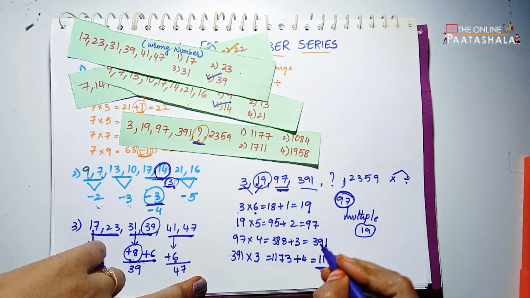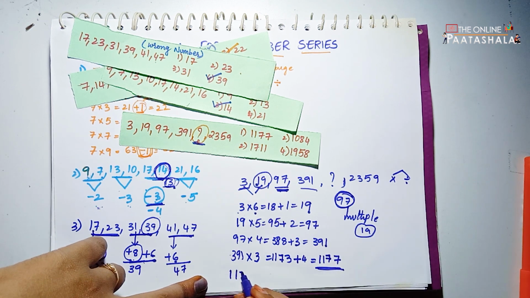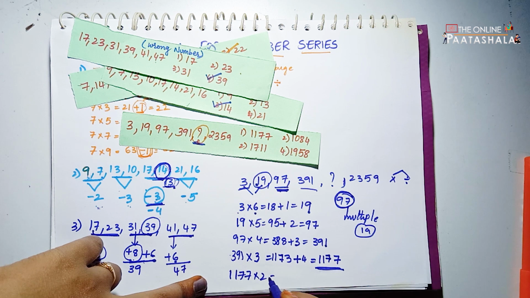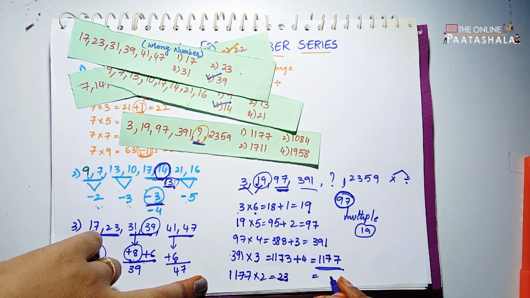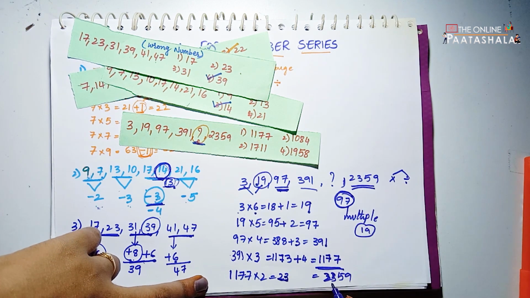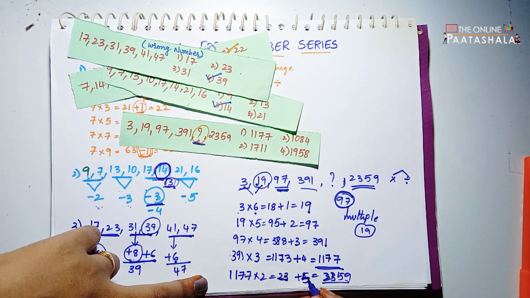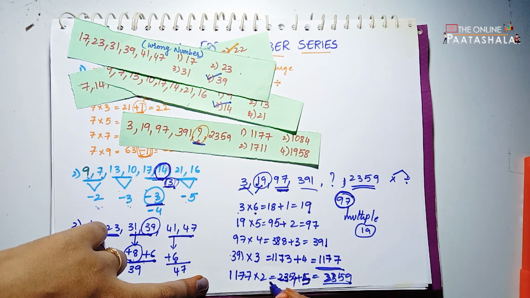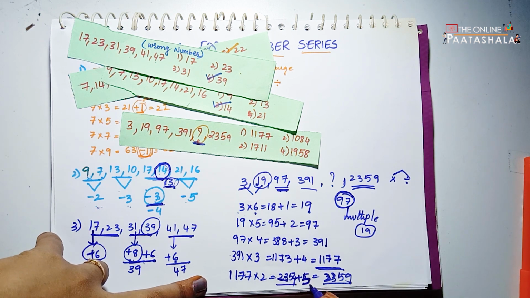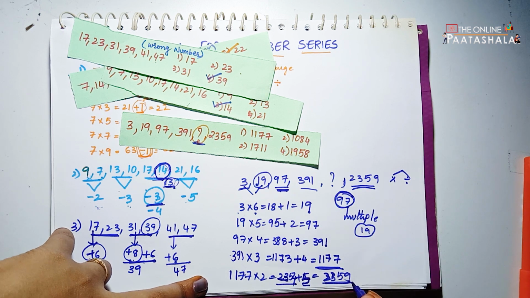That means if you multiply 1177 into 2, you will get 2354. You need to get 2359, which is the number given. You get it by adding 5, sorry, we are adding 5. 1177 into 2 gives 2354, plus 5, that is 2359.